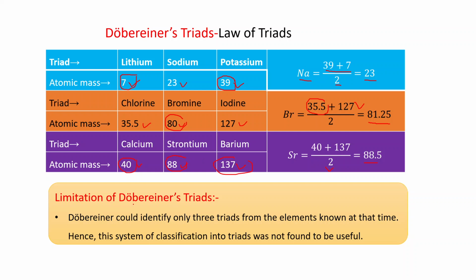Limitation of Döbereiner's triads. Döbereiner could identify only three triads, which we have discussed, from the elements known at that time. Hence, the system of classification into triads was not found to be useful.